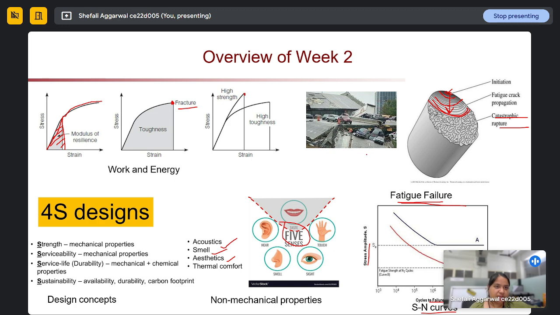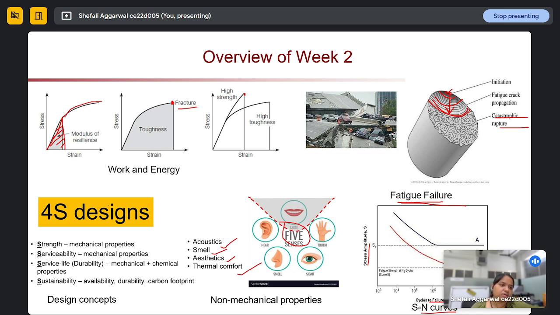Along with the structural properties, we should also see that its aesthetics are good, it has good ventilation, and all those types of properties. And last is thermal comfort. Your home or any room should have windows and proper ventilation, and have proper thermal comfort. It should not be too hot or too cold. So these are the different non-mechanical properties which you need to understand before designing any structure.